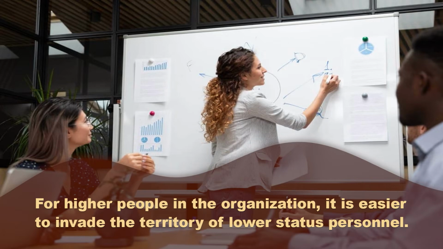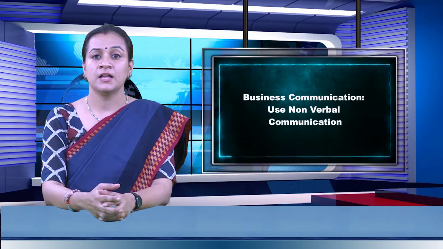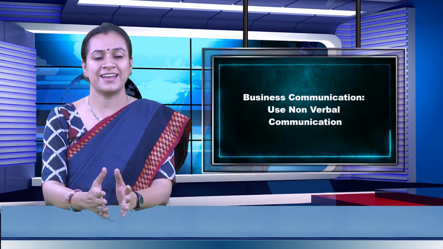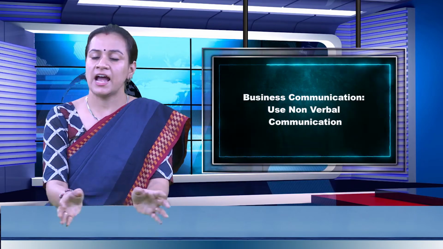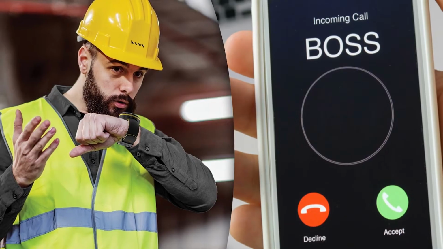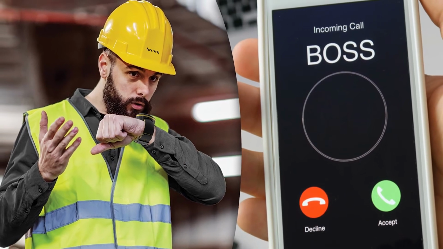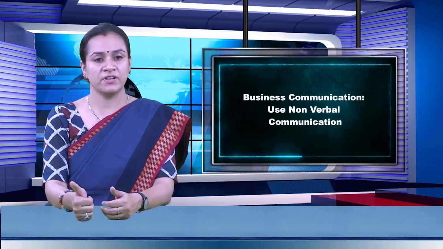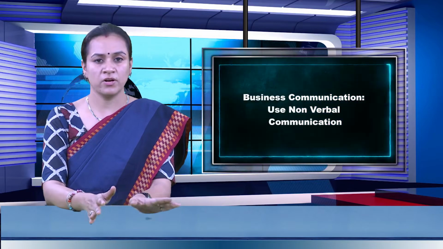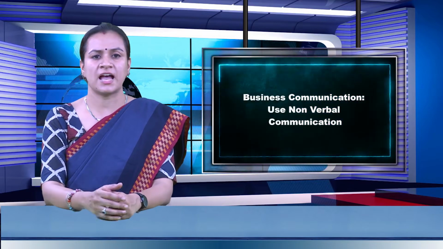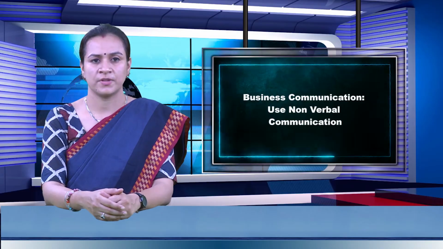For higher people in the organization, it is easier to invade the territory of the lower status personnel. The superiors usually can enter the subordinates' office at will. The superiors also have the ability to phone the subordinate almost at any time. This is a privilege. However, the subordinate usually does not have this access to the supervisors.